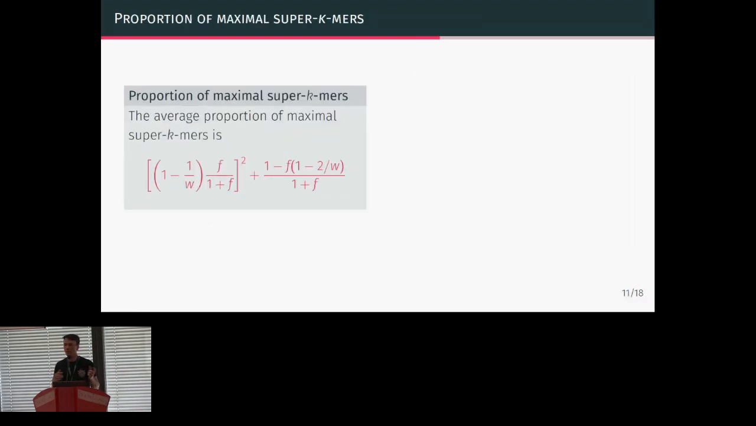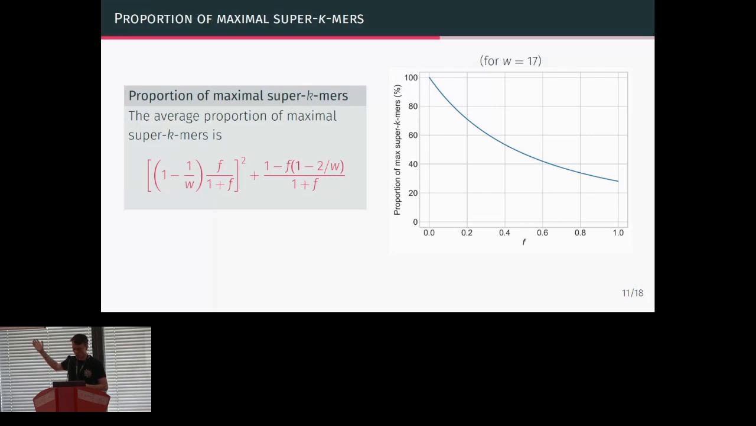As I said, the density is related to the size of your super k-mers. And we wanted to be able to calculate the proportion of maximal super k-mers that we could get. And so here it is. When f equals 1, you can expect roughly 25% of maximal super k-mers in your output sketch. And it goes towards 100% when f tends towards 0.